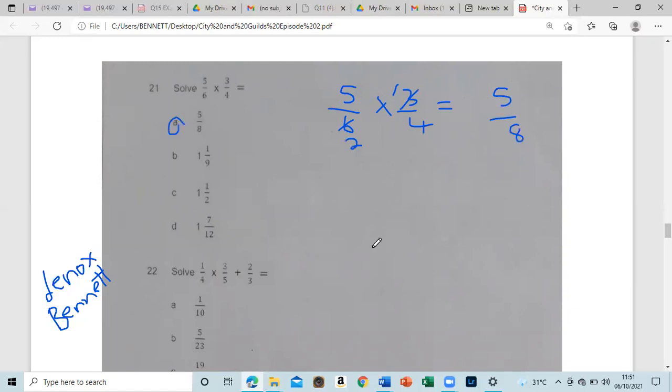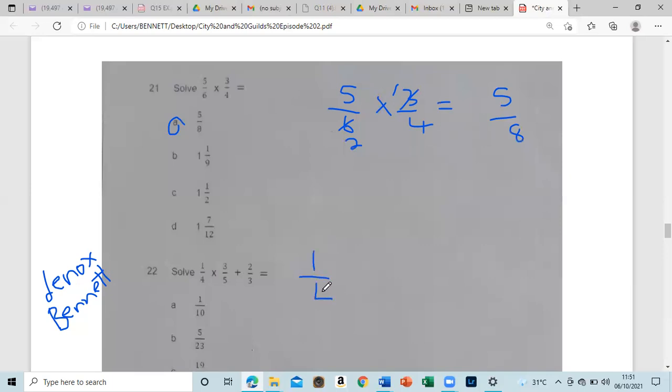Alright, this one now. It says solve 1/4 times 3/5 plus 2/3. Guys, if they wanted you to get this wrong, you know what they could have done? Put the plus first and then the times. But remember, you must follow the BODMAS rule. So just in case they do that, you must follow the BODMAS rule. So you do 1/4 times 3/5 first. So let us do that.